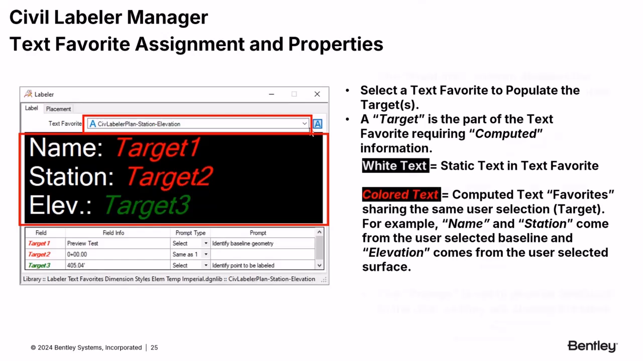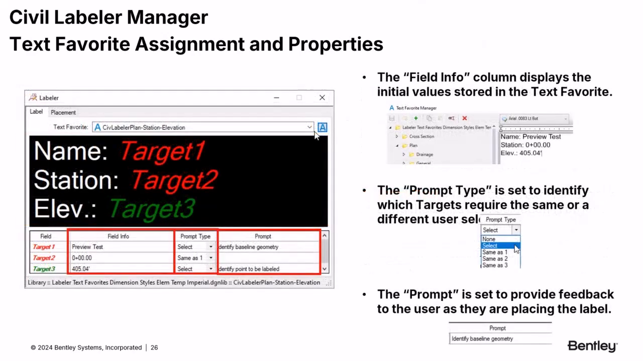So notice the prompt type as we move down there. Sometimes the multiple targets may be related to the same element. That's where the drop-down functionality comes into play. Just hit the drop-downs and take a look at what's available. And then in terms of the prompts, key in some direction that's concise, but also descriptive enough to impart how to actually place this label.